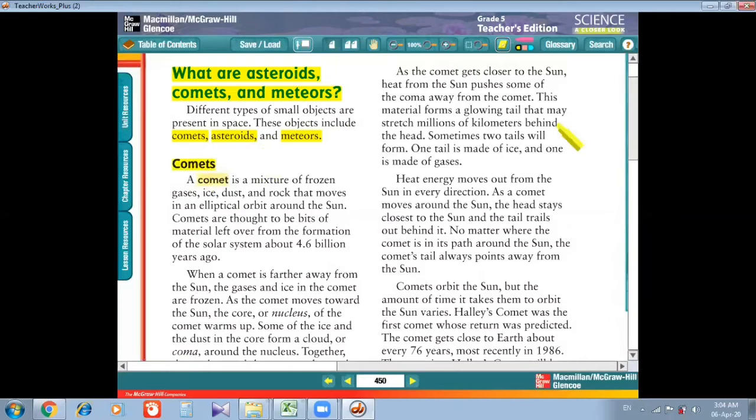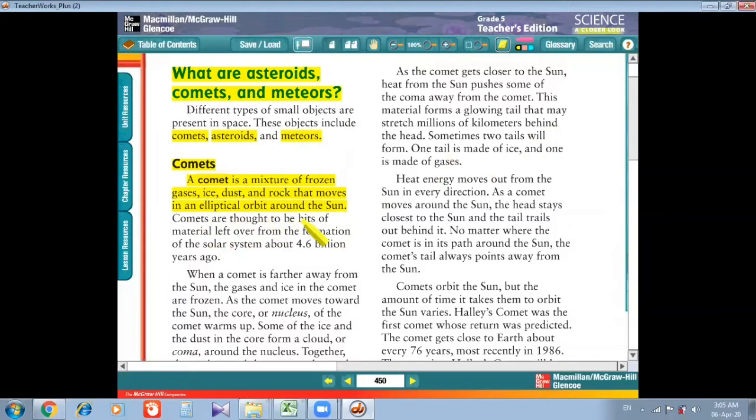The first one, comets. Now what is a comet? A comet is a mixture of frozen gases, ice, dust, and rocks that moves in an elliptical orbit around the sun. Now a comet is a mixture of frozen gases, ice, dust, and rock. And where are they? They move in an elliptical orbit around the sun. They move in an orbit, the orbit is elliptical, and they move around the sun.